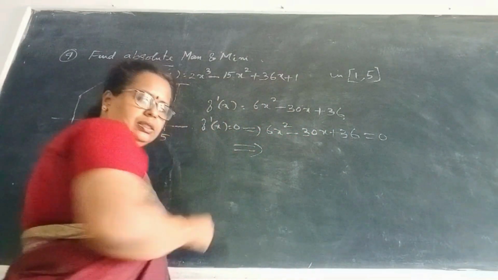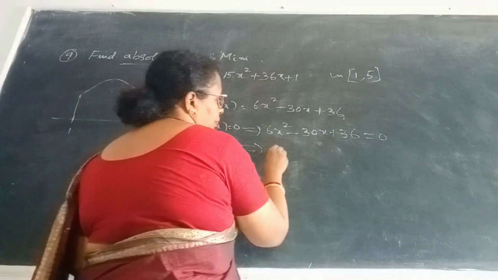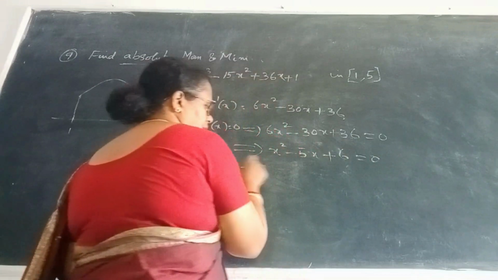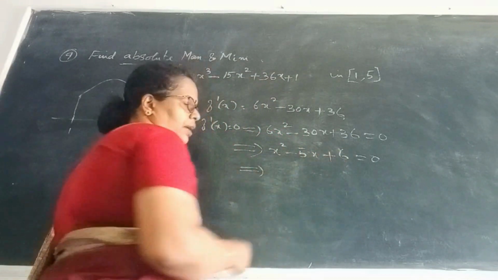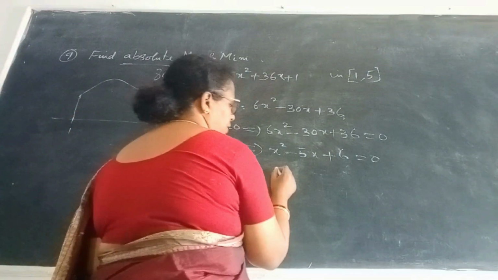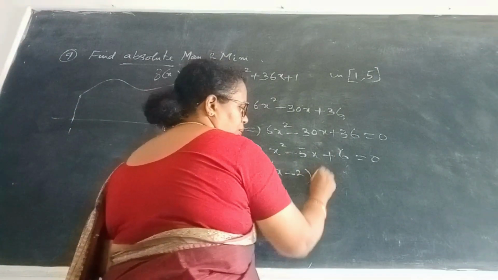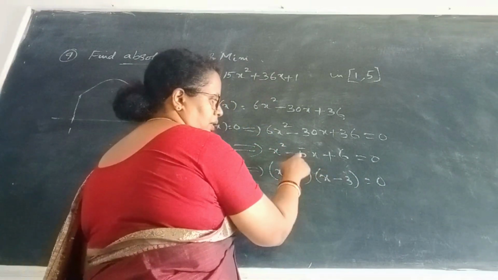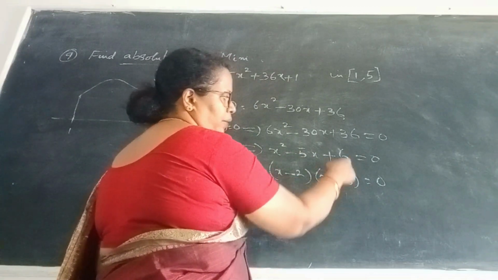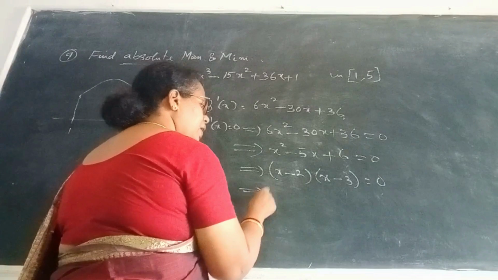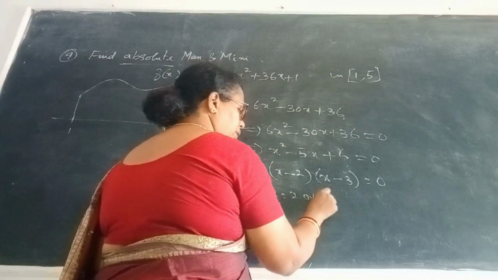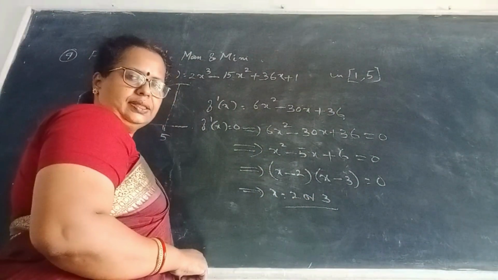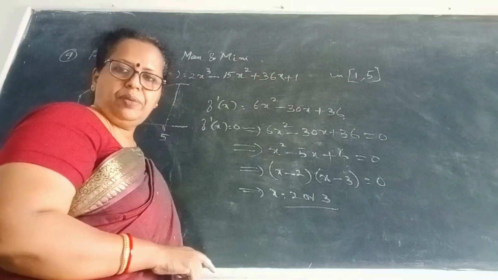6 is a common factor. Cancel it. So it will become x squared minus 5x plus 6 equal to 0. Factorize. Sum is negative 5, product plus 6. What are the numbers? X minus 2 into x minus 3 equal to 0. Look here, minus 2, minus 3, minus 5 and minus 2 into minus 3 is plus 6. This implies x equal to 2 or 3. So these are the possible values of x at which minimum or maximum may occur.